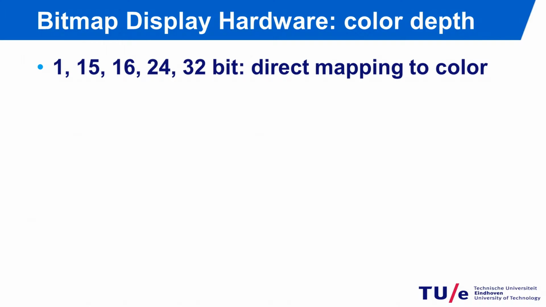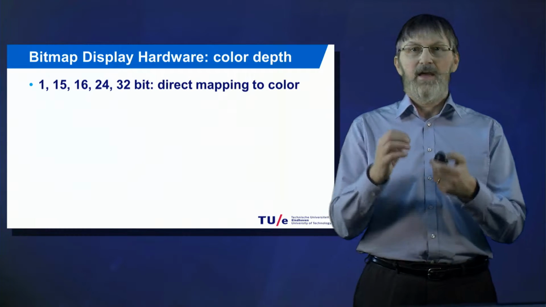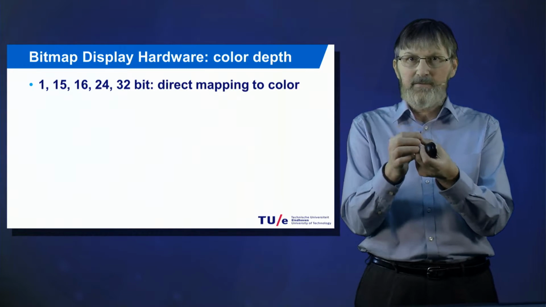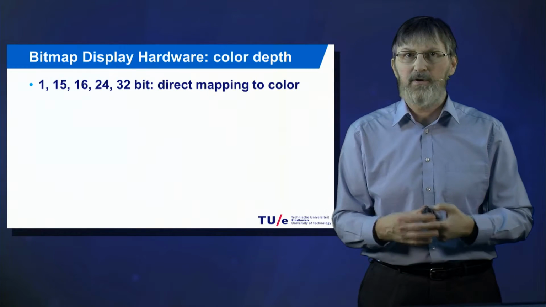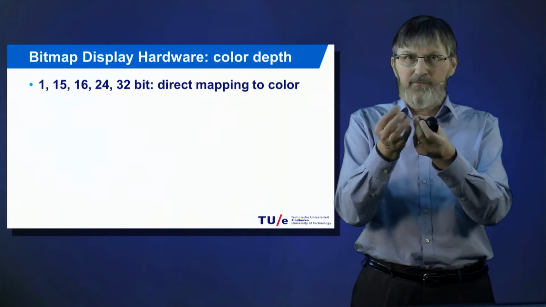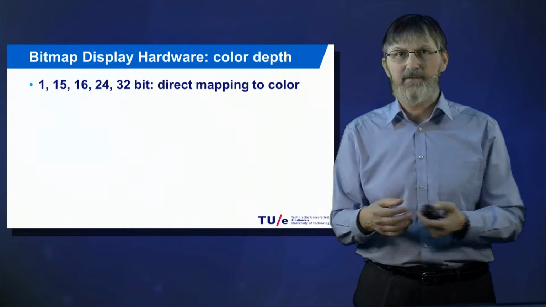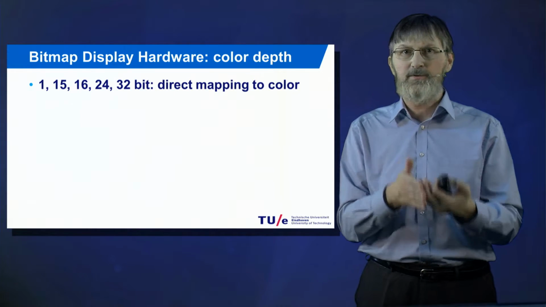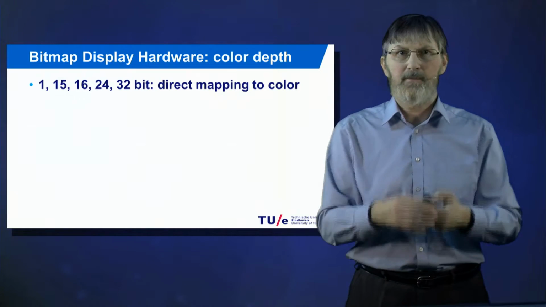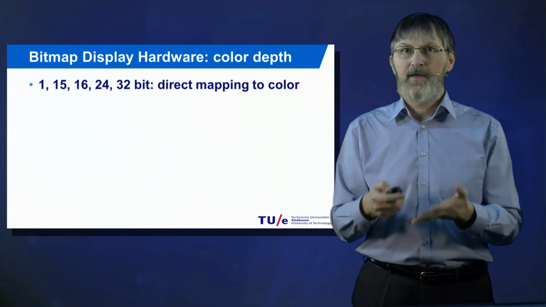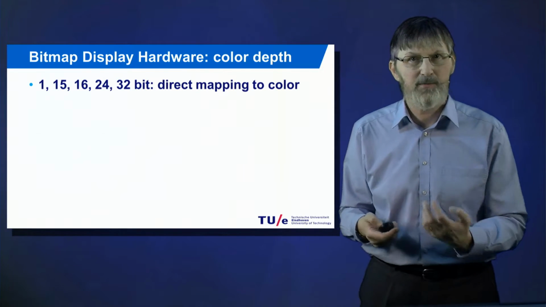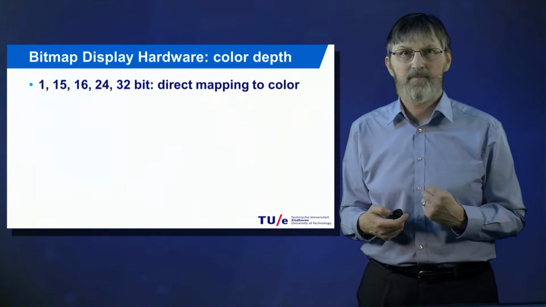Now regarding color. Every dot on the screen can be shown in a number of different colors. The number of values we have available depends on the number of bits we use to represent the color. If we have 1 bit available, then only 2 colors are possible. Typically, they would be black and white.